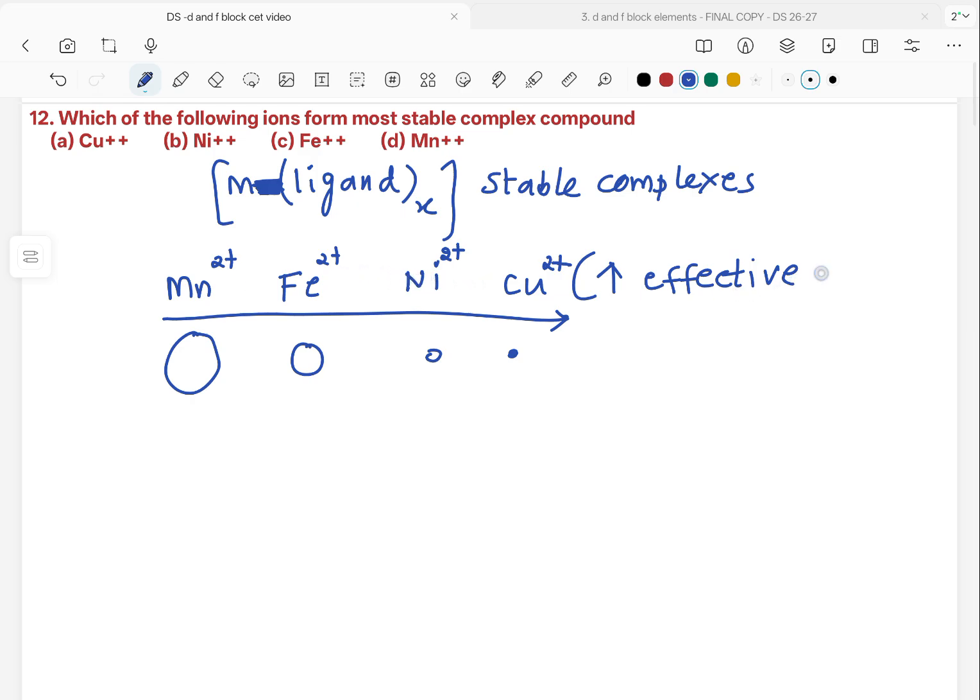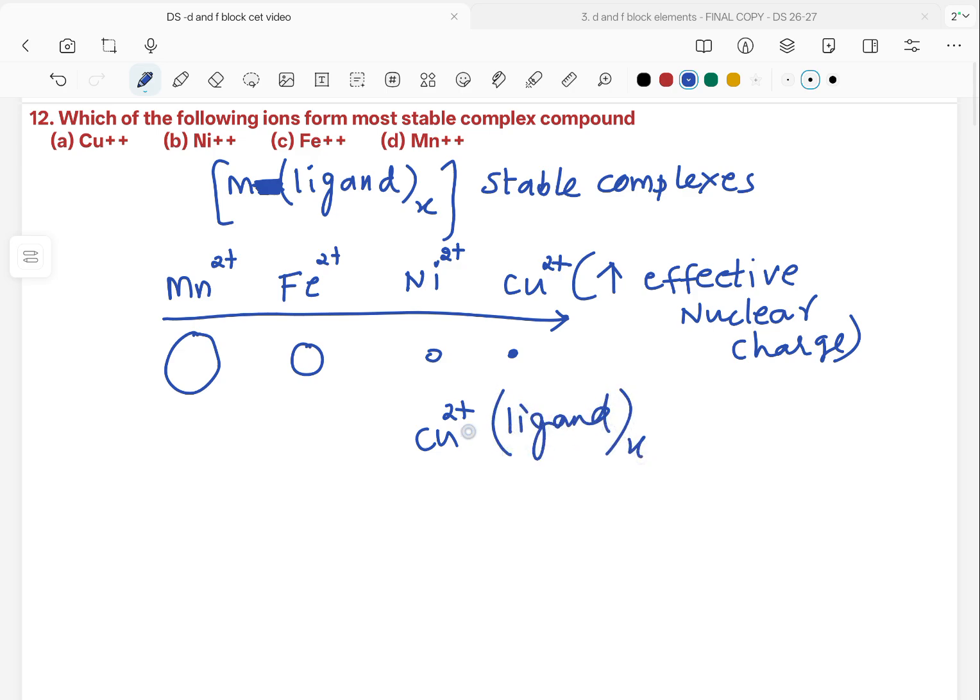It has high effective nuclear charge, and this effective nuclear charge pulls the ligand firmly. It pulls the ligand very firmly, meaning the electrons from the ligands are pulled by cupric ion strongly, and cupric ion makes a strong bonding with the ligand comparing with that of the rest of the ions. Therefore, cupric ion will form a stable complex compound, and our answer should be A option.